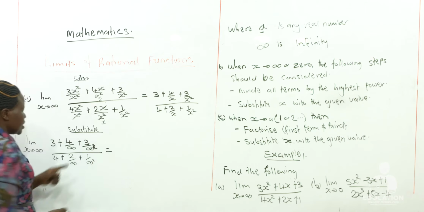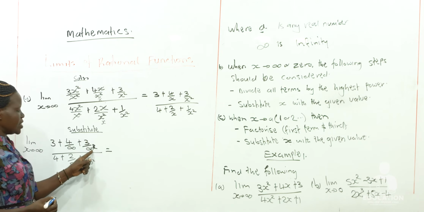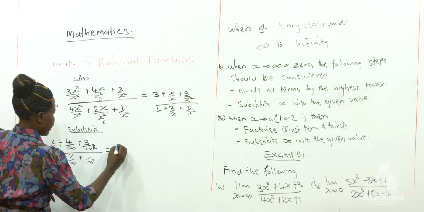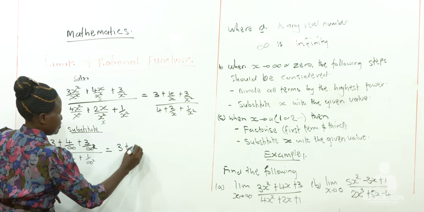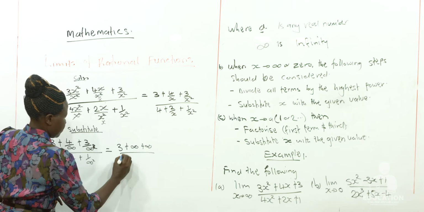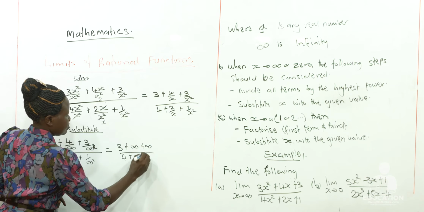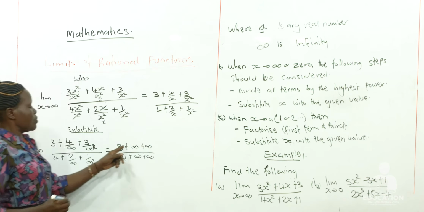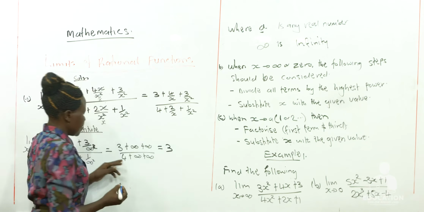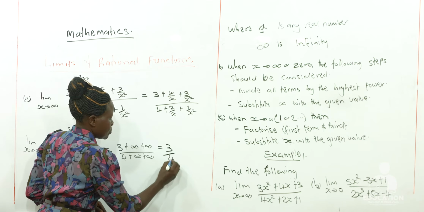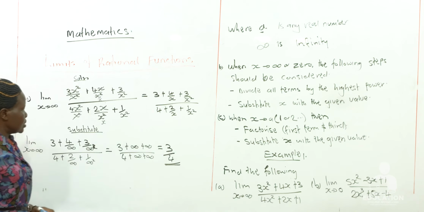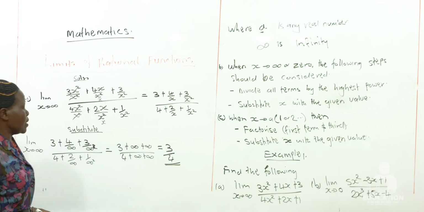So you find that a real number divided by infinity gives us nothing, that is zero, and here also. So we shall have 3 plus nothing plus nothing over 4 plus nothing plus nothing. So 3 plus nothing will give us 3, and 4 plus nothing will give us 4. So your answer is 3 out of 4. That is what you are to do for that part A.